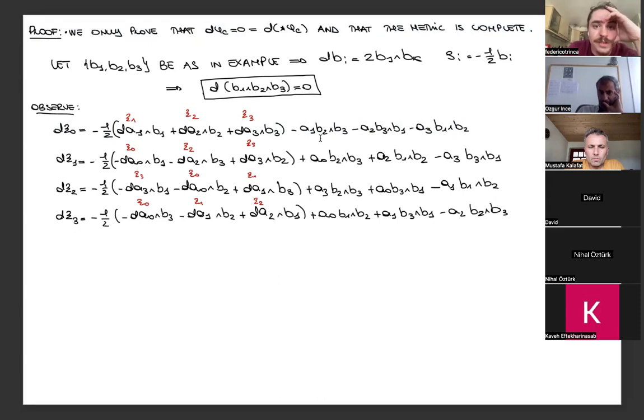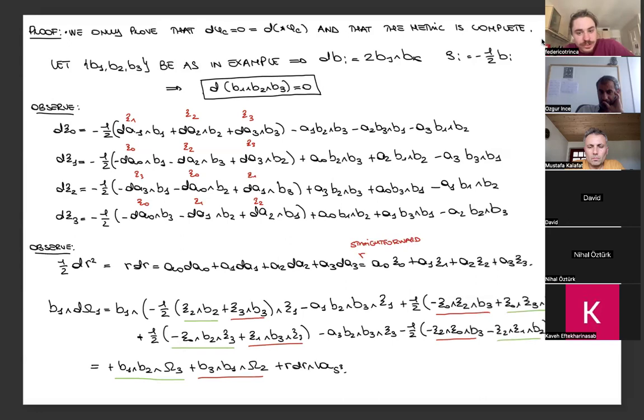So we know that the rho i's are equal to the bi's, and so we can compute dxc0, dxc1, dxc2, and dxc3 explicitly. And this is the formula that you get. Here, the xi in red just means that vi can actually be written as xi because the additional terms vanish. And another straightforward computation tells us that 1/2 dr squared, which is r dr, can also be written as a0 xc0 plus a1 xc1 plus a2 xc2 plus a3 xc3.